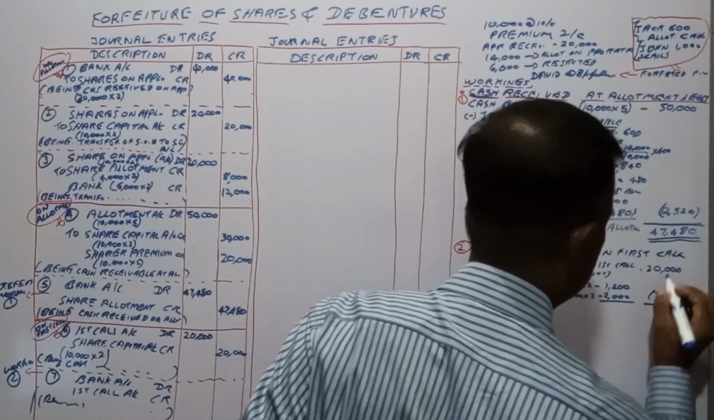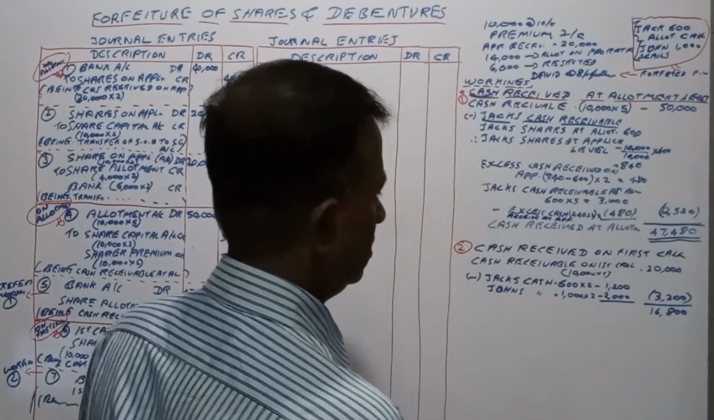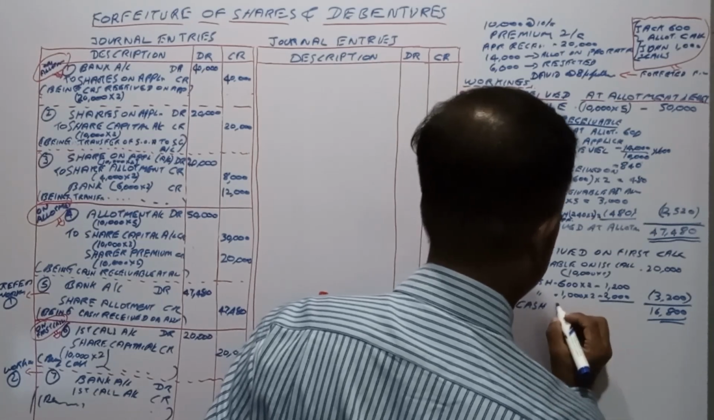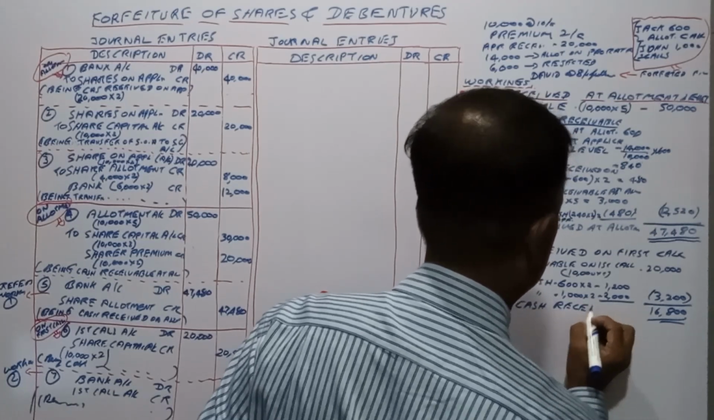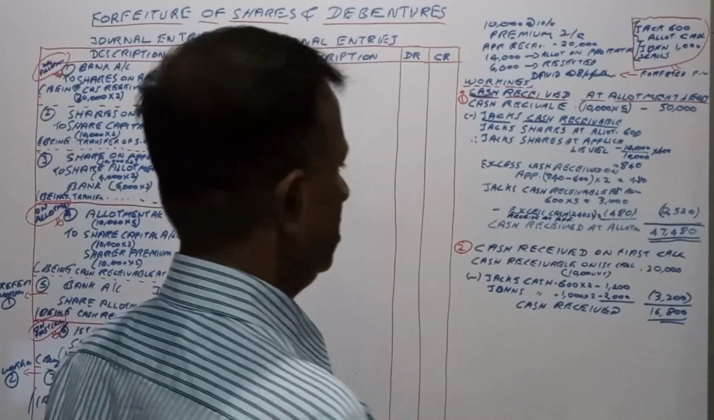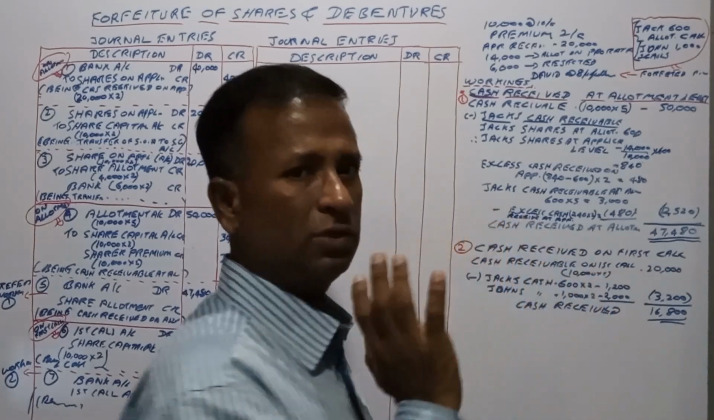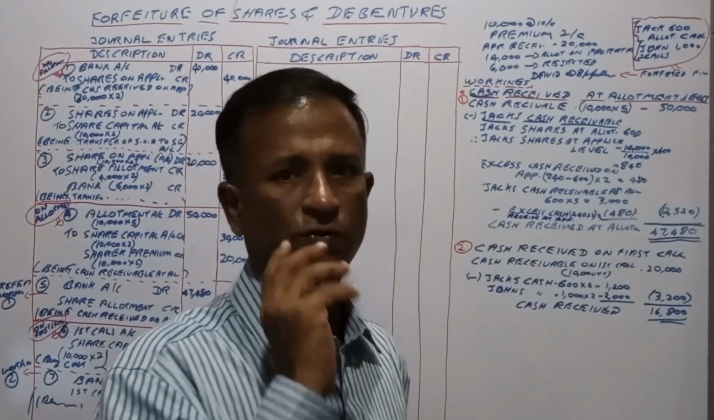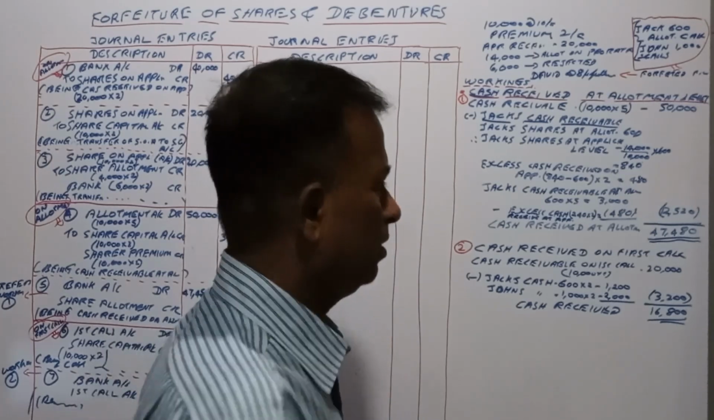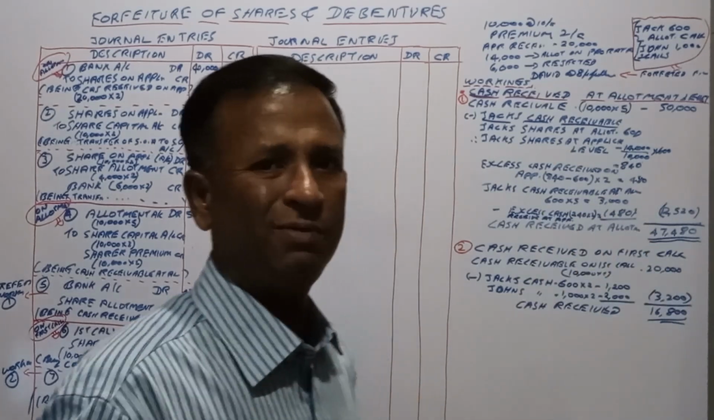Then if you deduct this one, 16,800 is received. Cash received is 16,800. Because here cash receivable on first call is 10,000 shares. On 10,000 shares at the rate of 2 rupees, we had to get 20,000 on first call. But two people have defaulted their payments.